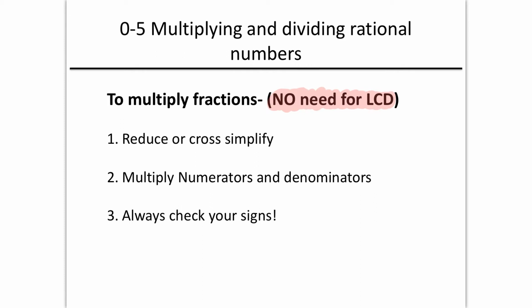Step number two, you multiply the numerators straight from left to right, and the denominators straight from left to right. You don't have to cross multiply, you don't have to do anything. You just take the top numbers, the numerators, and multiply those, and then you take the bottom, the denominators, and multiply those. And number three, always check your signs because we are going to have negative fractions and positive fractions. So you have to follow the steps when you multiply or divide fractions. So let's go ahead and look at some examples.